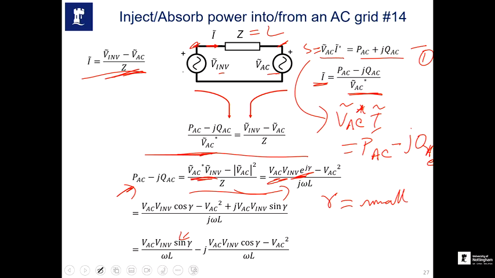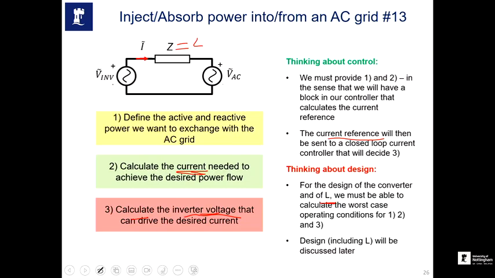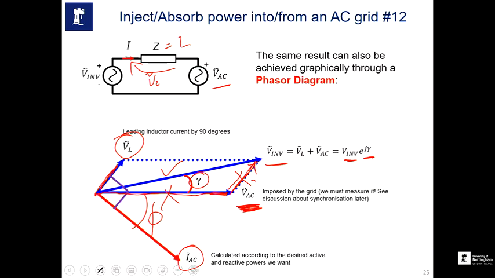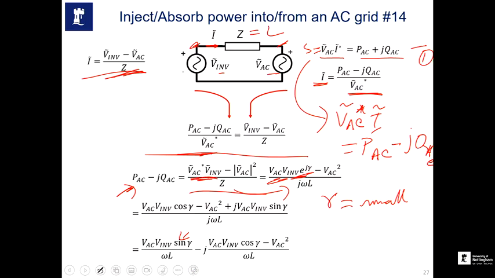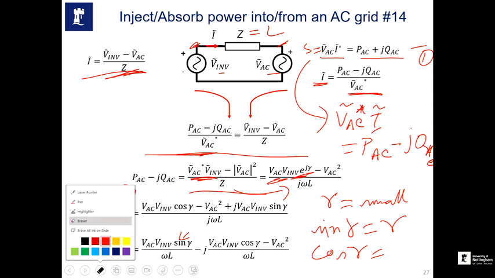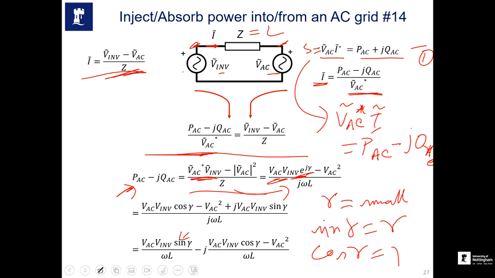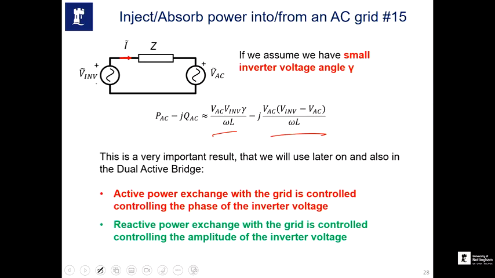Basically, the angle for the inverter is quite small, which is this angle from the phasor. If this angle is very small, then sine of gamma is equal to gamma, and cos of gamma is equal to 1, because cos of 0 degrees is equal to 1, isn't it? So it's like cos 0 degrees, which means 1. Okay, so if we put in that simplification, the sine gamma term can be replaced with gamma, and the cos gamma term can be replaced with 1, which is shown here.